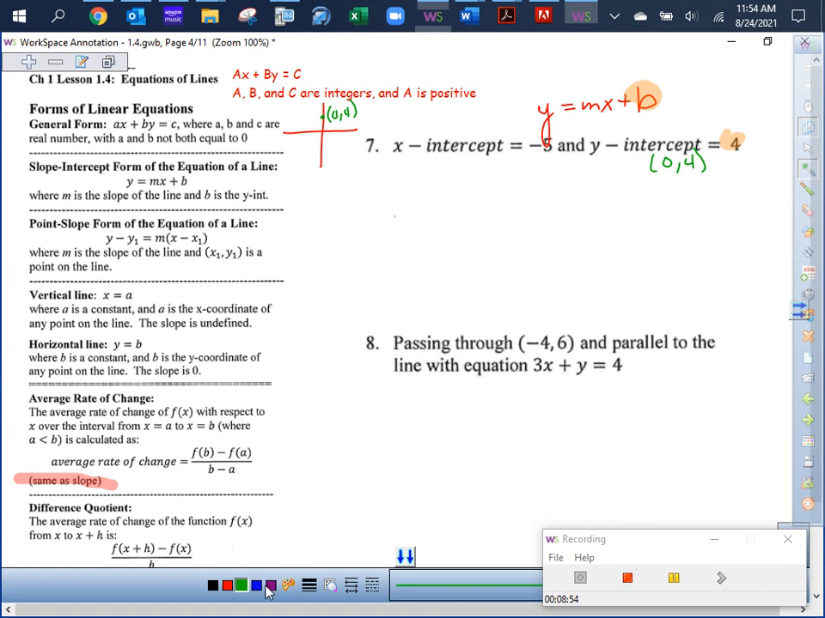And then very similarly, if there's an x-intercept of -5, could you write that as an ordered pair? What does an x-intercept of -5 actually turn out to be? (-5, 0). See, they didn't give you 2 points. You had to write them yourself. Right? You had to write them yourself.